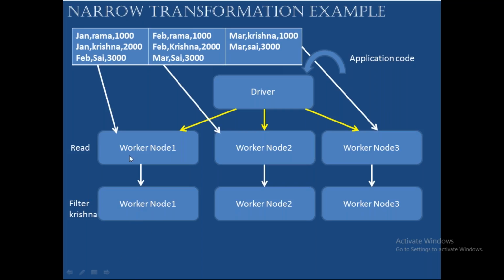So in this, if you filter Krishna, you'll get one record. So now these will not happen. Reading data, filtering will not happen until action is triggered.